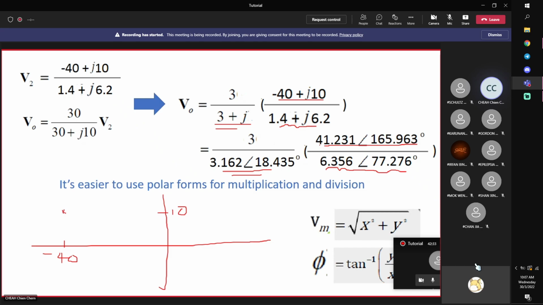So actually my vector is here, right? Then the angle must be more than 90 degrees. In fact, you can just do it this way: find this angle, it's easier. This angle is arctangent of 10 divided by 40, correct? Then 180 minus this angle is equal to 165.96, right?